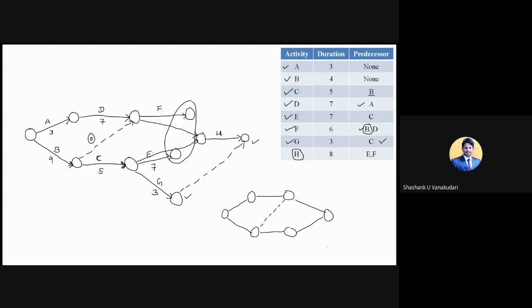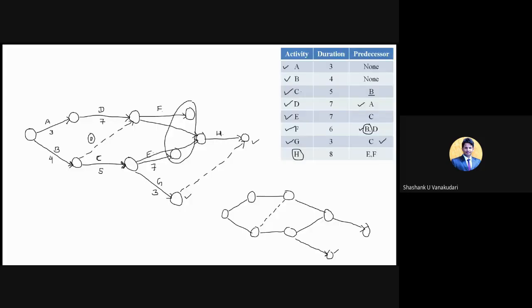So just draw this network diagram below. So this ends with a dummy activity. Okay, so this is how exactly it will come. Just name the activities, and you should show the arrows also here.